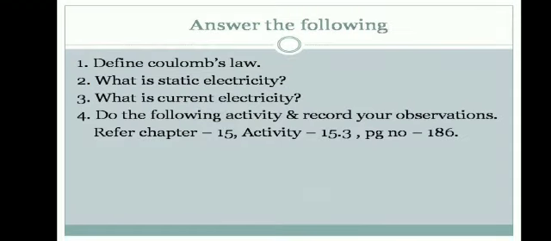Answer the following. Define Coulomb's law. What is static electricity? What is current electricity? Do the following activity and record your observations. Refer to chapter 15, activity 15.3, page number 186.